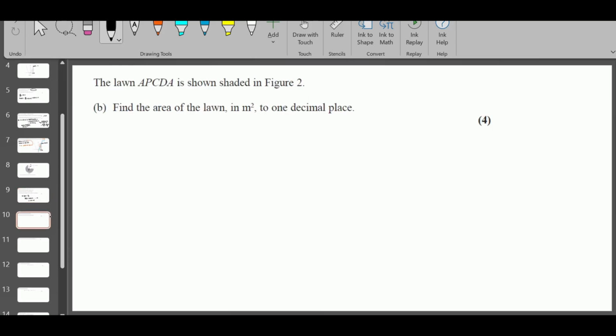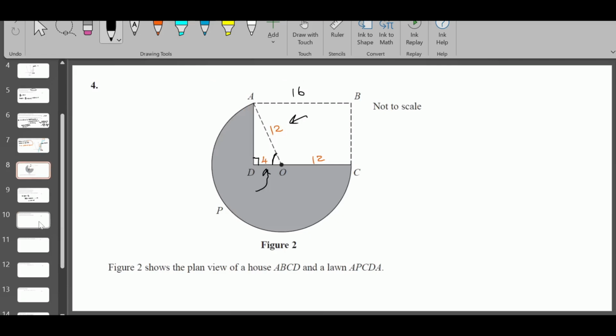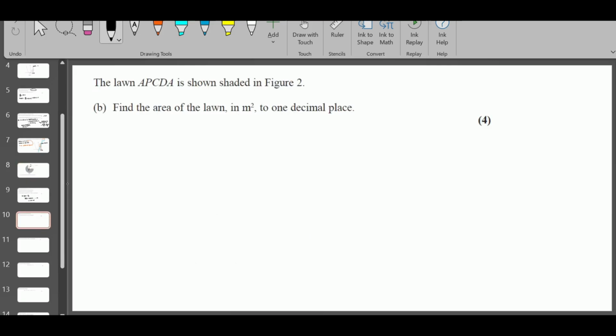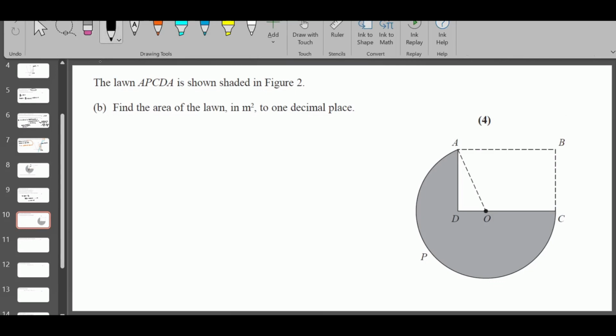The lawn is shown shaded in figure. As you can see, the lawn is shaded, right? Find the area of the lawn in meter square. So I'm going to put the figure here. Okay, here is the lawn. We know this angle. We know this is 12, this is 4, the total length is 16. This also 12. They want us to find the area. We can find the area of this whole sector.